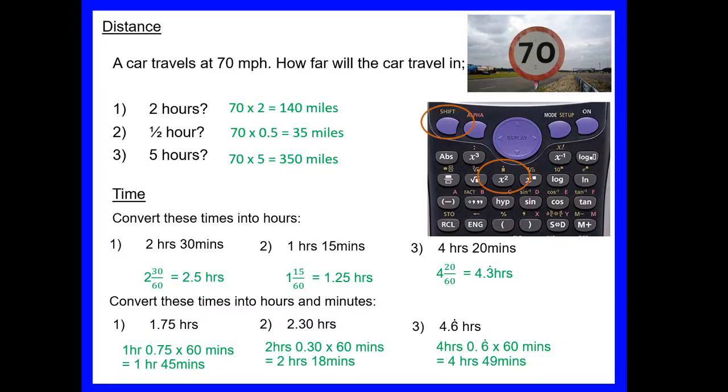Okay, so be careful with that recurring decimal. If you don't have a recurring decimal button, then you can simply put in 0.6 and make a whole line of sixes.